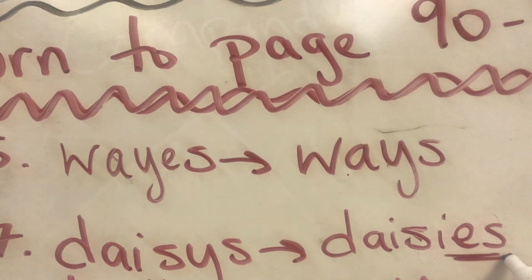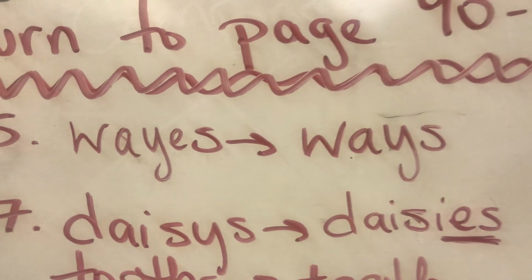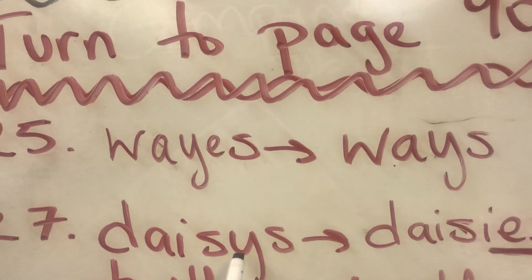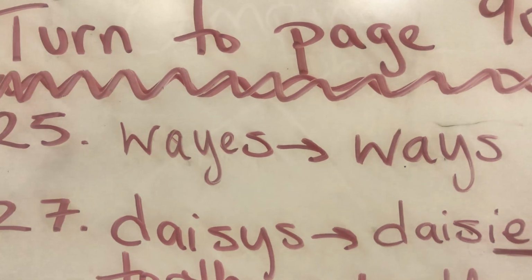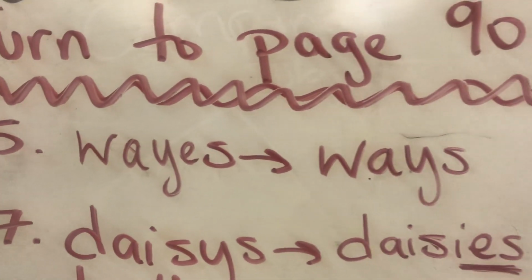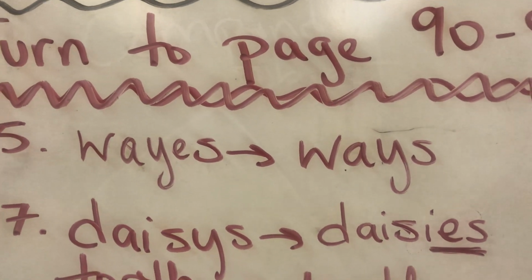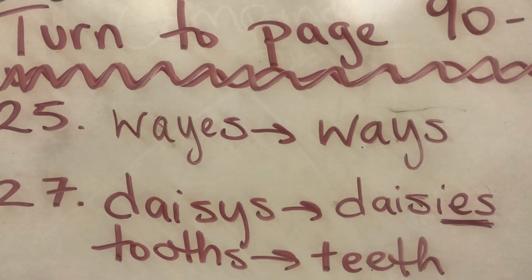So this is the part that's new. And that's when the Y precedes a consonant. So in the previous example, the Y preceded a vowel. And there is one more example in 27, and it would be tooths.